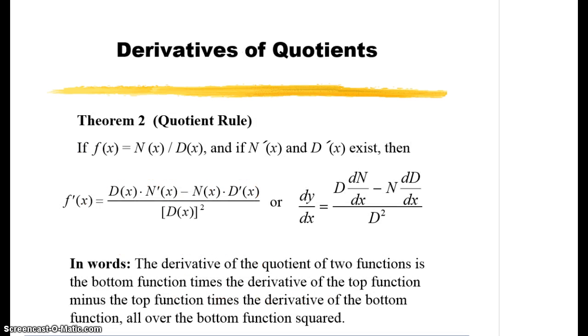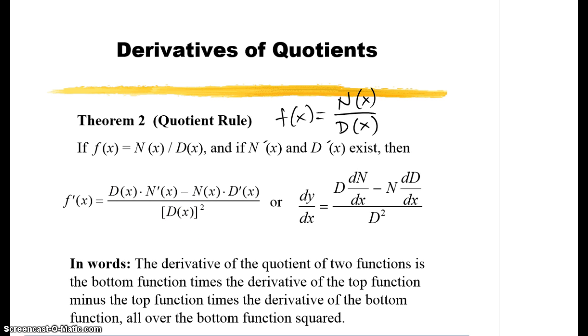And instead, let's jump to theorem 2, the quotient rule. The quotient rule deals with taking the derivative of a quotient. So for example, if our function f could be written as some quotient n of x over d of x. In other words, f of x is made up of a numerator function n of x and a denominator function d of x. That's why they use n and d here. And if those two derivatives, n prime and d prime, exist, then the derivative of f is given by the formula here. D times n prime minus n times d prime all over d squared.